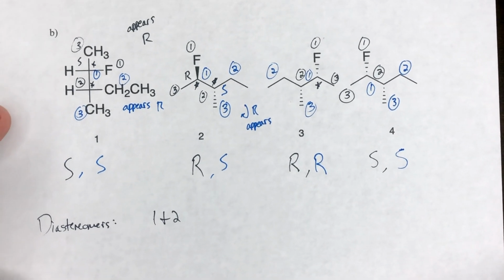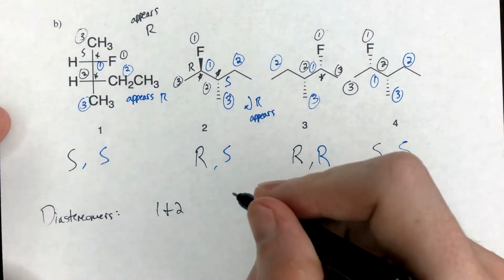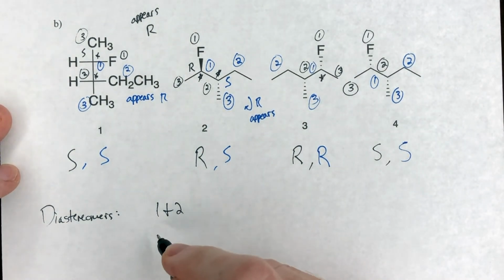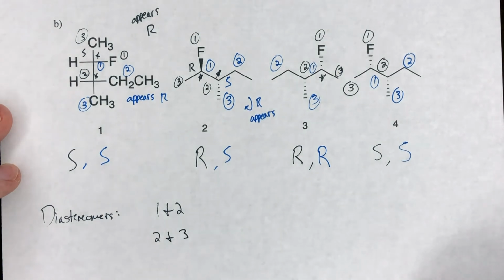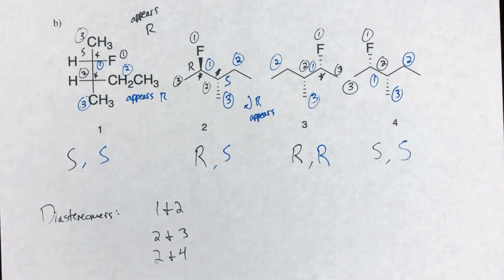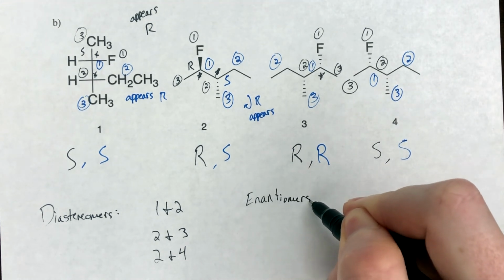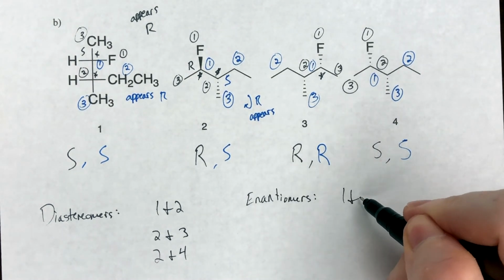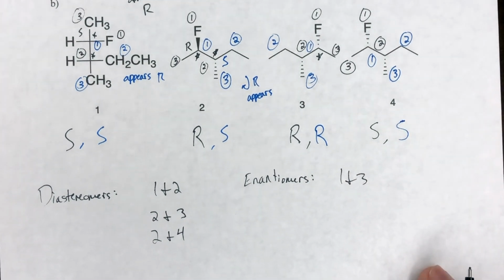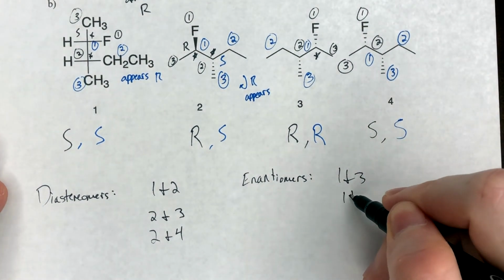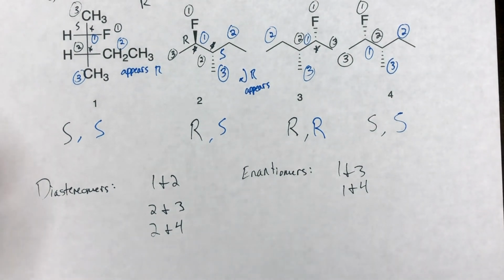1 and 4 are exactly the same, so there's no stereoisomeric relationship there. 2 and 3 are also diastereomers, and 2 and 4, since 4 is the same as 1, you would expect 1 and 2 and 2 and 4 to both be diastereomers. Okay, now enantiomers. We have 1 and 3, as they are opposite at both positions, and then lastly, identical.